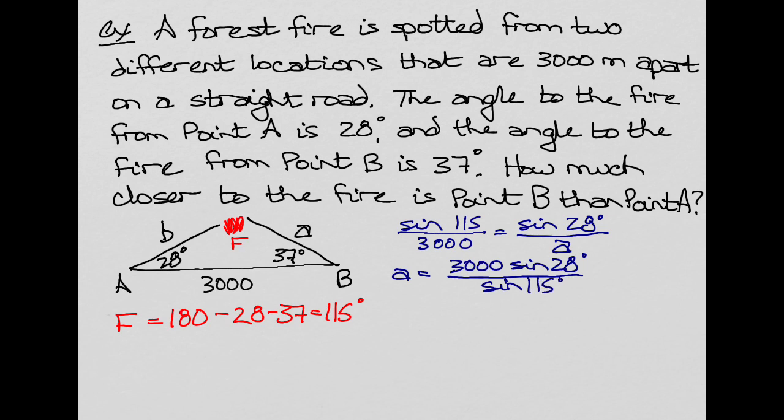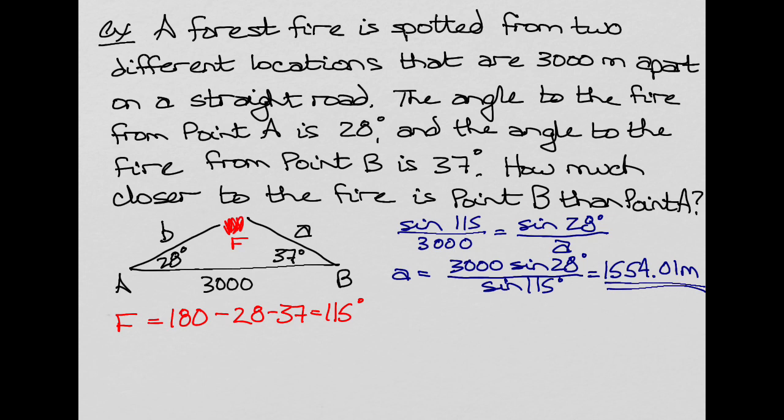And if we put that in the calculator carefully with lots of parentheses, I get 1554.01, and we're measuring in meters. So if you think about it, 3,000 meters is not half a kilometer, it's 3 kilometers. And A is a kilometer and a half. So that's how far B is from the fire.